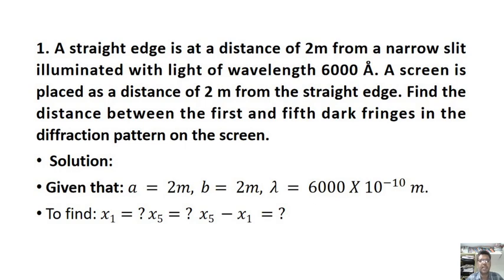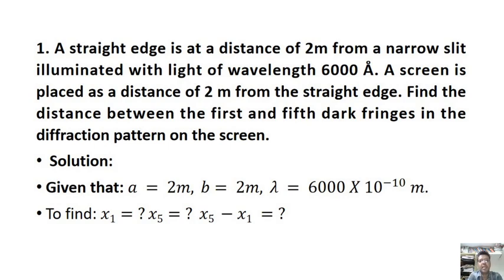First problem: a straight edge is at a distance of 2 meters from a narrow slit illuminated with a light of wavelength 6000 angstrom. A screen is placed at a distance of 2 meters from the straight edge. Find the distance between the first and fifth dark fringe in the diffraction pattern on the screen. In the previous class we discussed a similar type of problem.